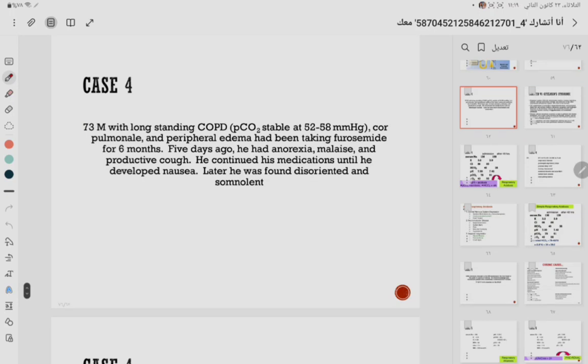Next. Case 4: 73-year-old male, long-standing COPD, stable, with cor pulmonale and peripheral edema, has been taking furosemide for 6 months. Five days ago, anorexia, malaise, productive cough. He continued his medication until he developed nausea, and was found disoriented and somnolent.